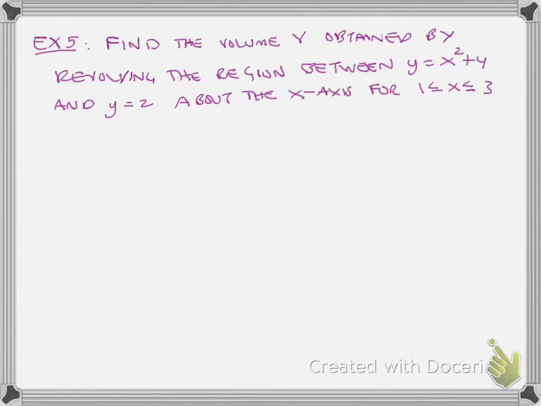Okay, so I just want to finish up the notes from class. This is example 5, which is find the volume V obtained by revolving the region between y equals x squared plus 4 and y equals 2 about the x-axis for x between 1 and 3. So first, let's draw a picture of this.